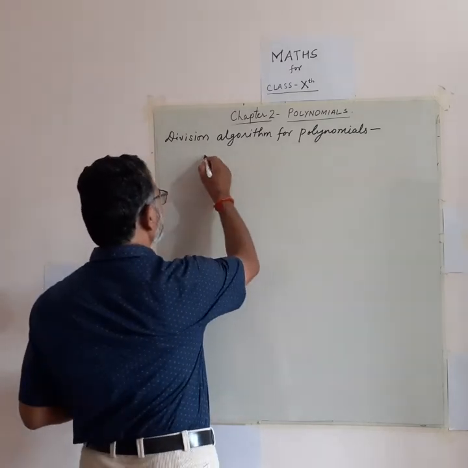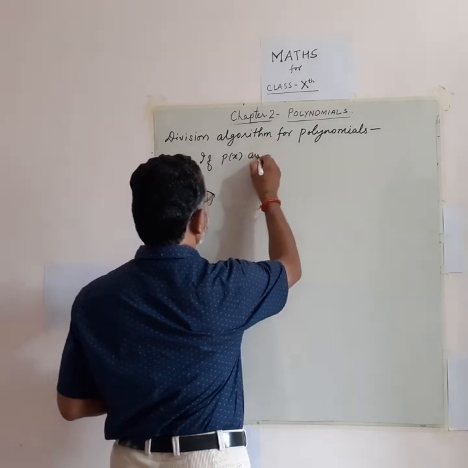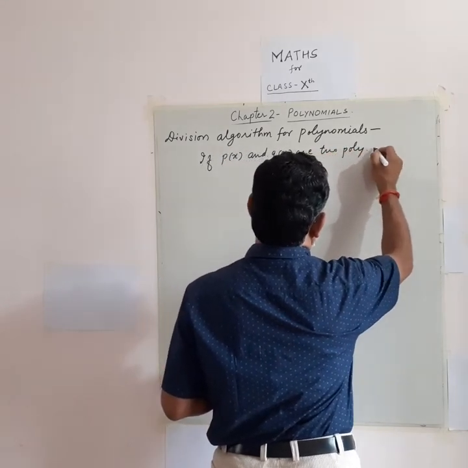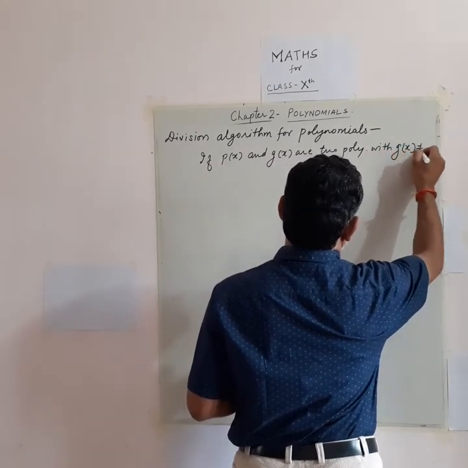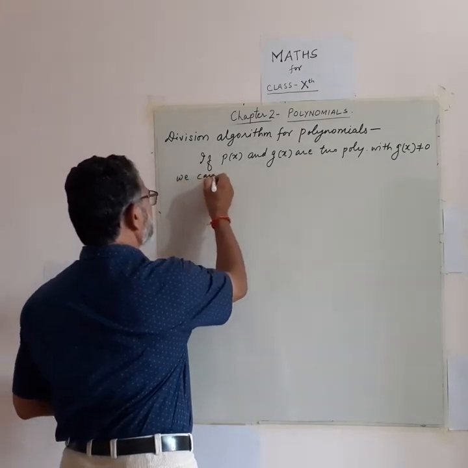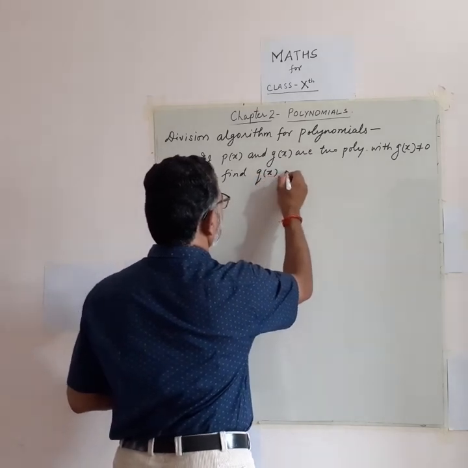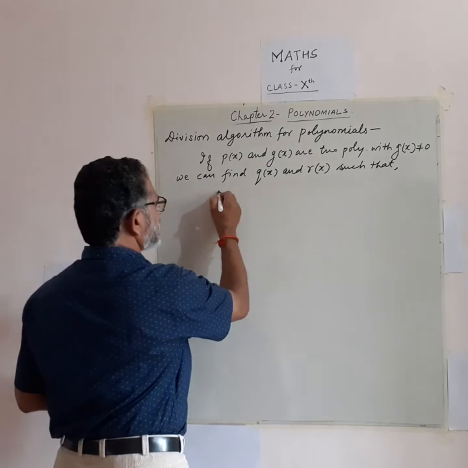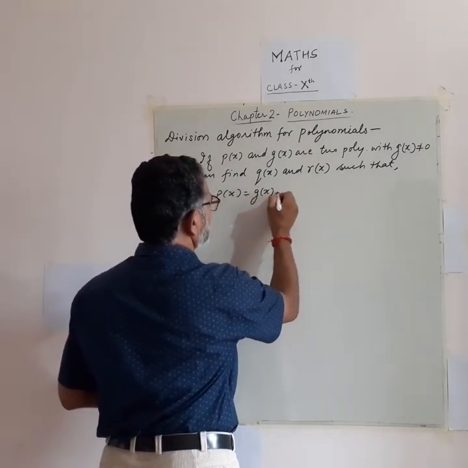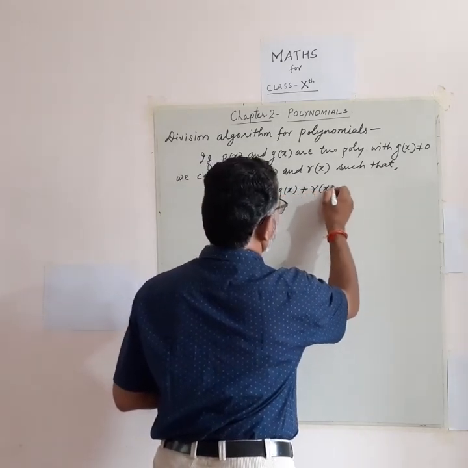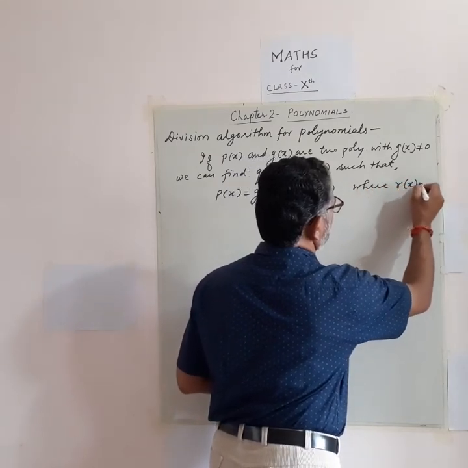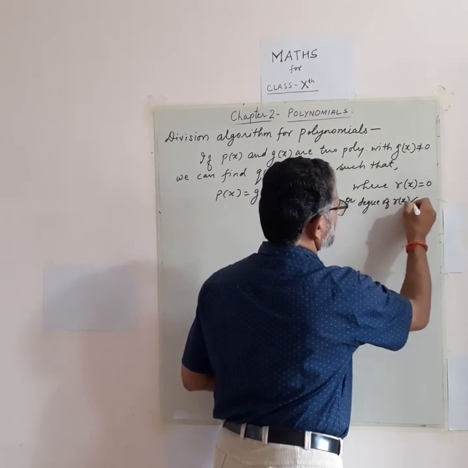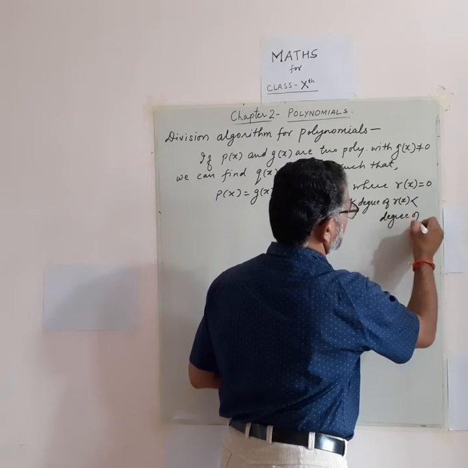So what is that? If p(x) and g(x) are two polynomials with g(x) not equal to 0, then we can find q(x) and r(x) such that p(x) equals g(x) into q(x) plus r(x), where r(x) may be 0 or degree of r(x) is smaller than the degree of g(x).